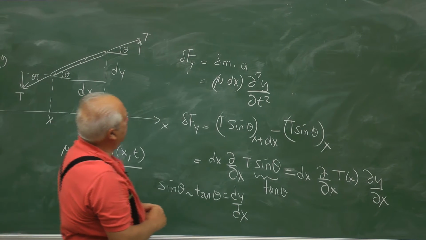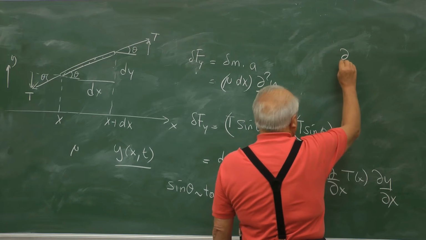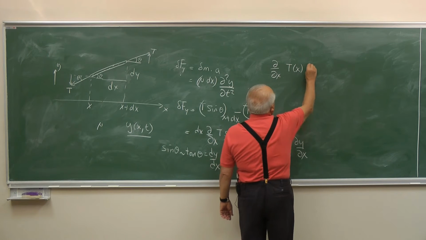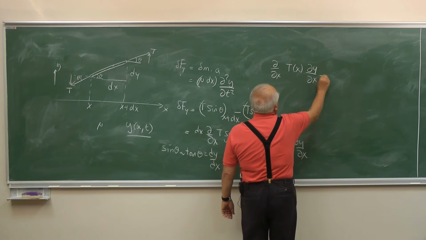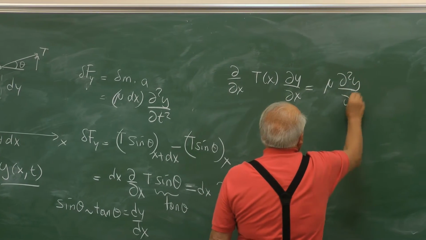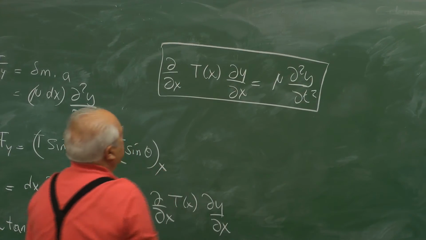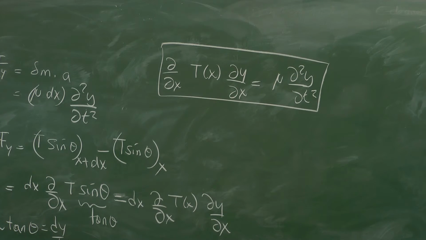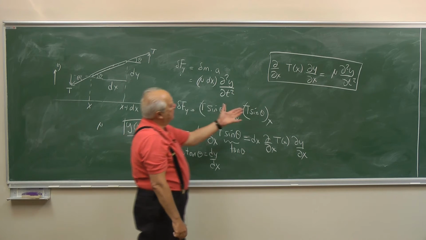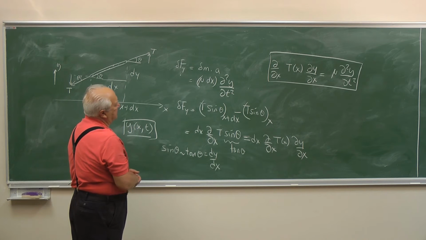And when we equate them, the dx components cancel. So we have T d by dx of dy dx. That's equal to mu del square y over del t square. Okay. So this is the equation that the displacement y(x,t) obeys for transverse waves on a string.